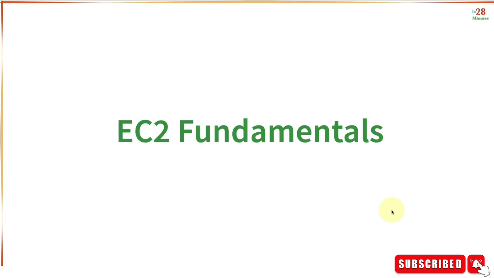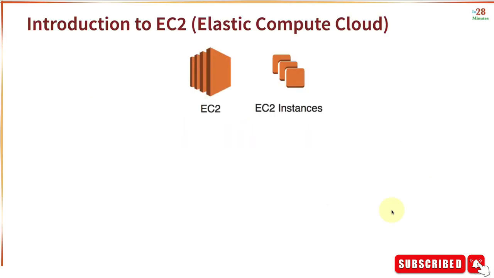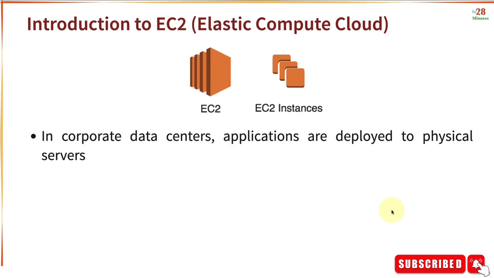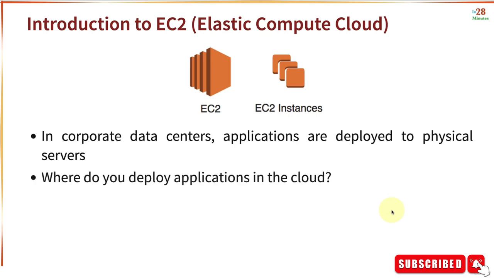Starting this step, let's look at EC2. Let's understand what is EC2 and why do we need EC2. In corporate data centers, applications are deployed to physical servers. If I would want to deploy an application, the first thing I would do is to provision a server. Now, how do you do things in the cloud? Where do you deploy applications to in the cloud?